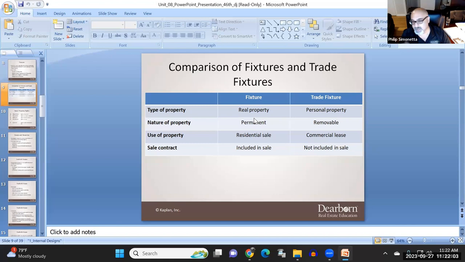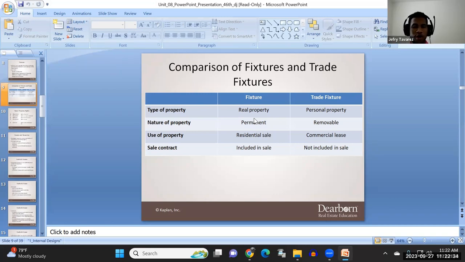A trade fixture is personal property in a business. It's removable. It's usually in a commercial lease and it's not included in the sale. So if you own a pizza shop and you have ovens and dough machines, mixers and fryers and all that, that's personal property. That doesn't go with the sale unless you say it's in the sale. That's called a trade fixture. You see the difference? Yes.